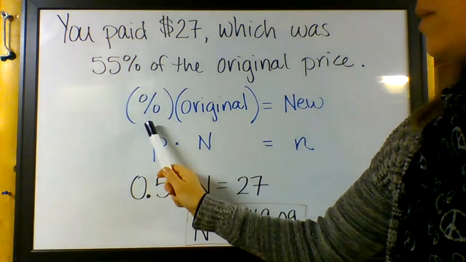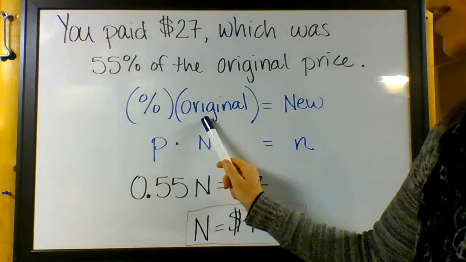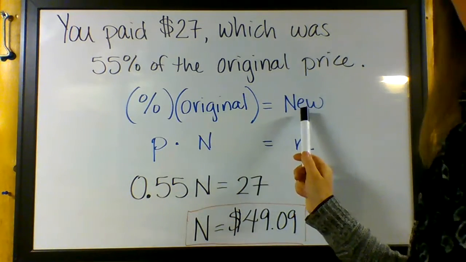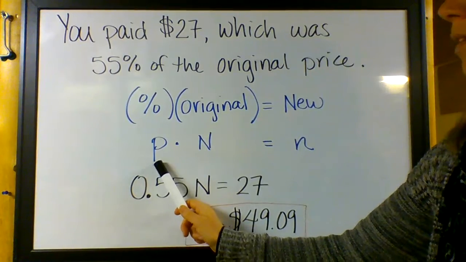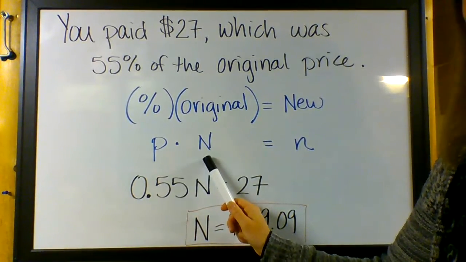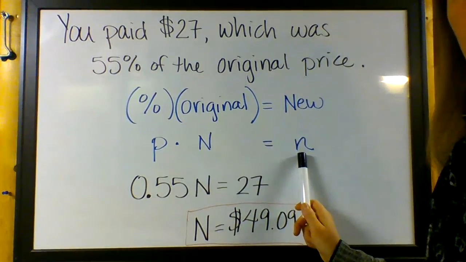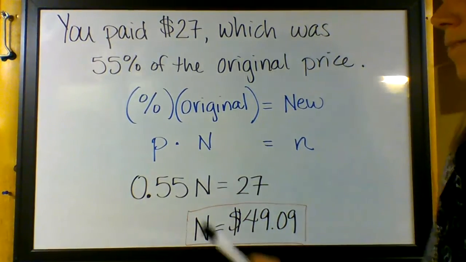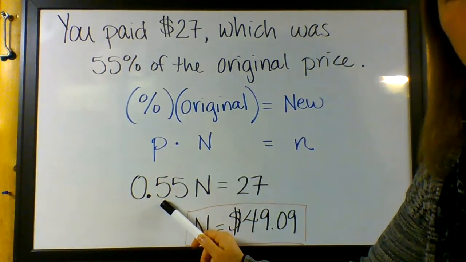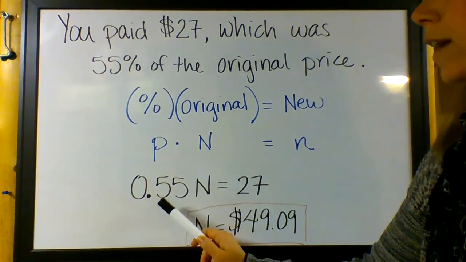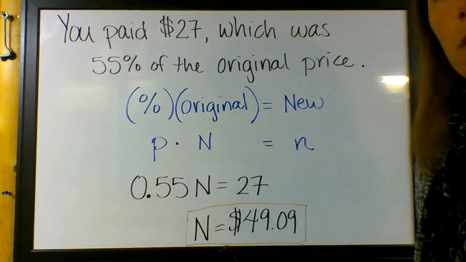So I know my equation is going to be percent as decimal times the original price equals the new price, or in this case, the sale price. In terms of variables, that's P times capital N, which I'm calling my original number, equals N, which is my new number. So I set this up. 0.55, which is 55% written as a decimal. Remember, we're going to move that decimal place 2 places to the left, divide by 100.